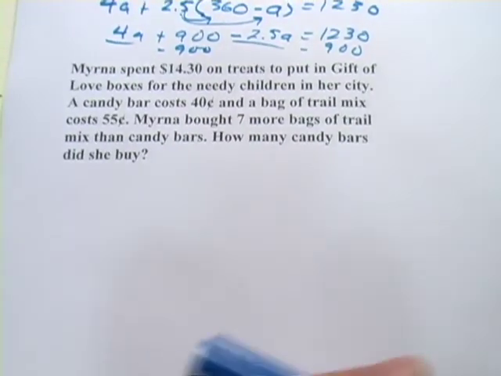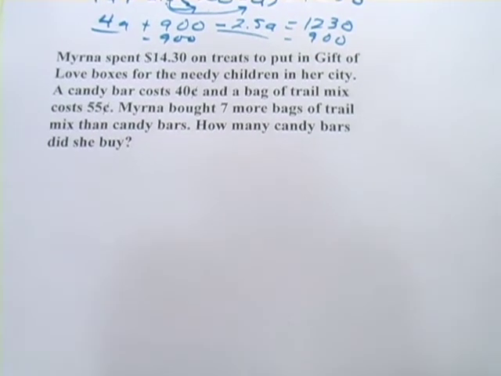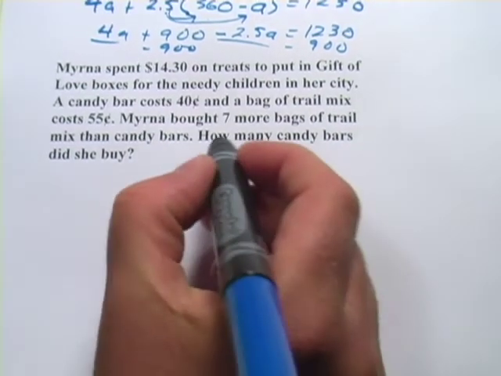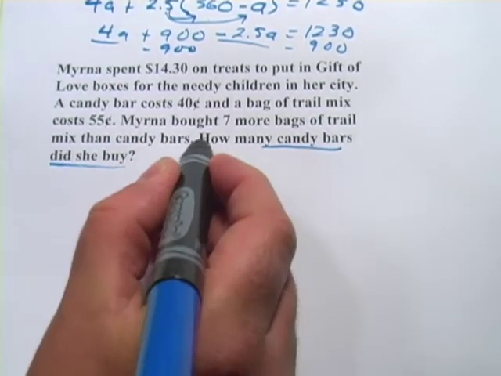Let's try a similar one here. This one says Myrna spent $14.30 on treats to put in gift of love boxes for needy children in her city. A candy bar costs 40 cents, and a bag of trail mix costs 55 cents. So you can see this is similar to the last problem. We have two different things that have different prices. Myrna bought 7 more bags of trail mix than candy bars. That's a little bit different. How many candy bars did she buy? So let's start with what we're looking for. What we're looking for is the number of candy bars. How many candy bars did she buy?